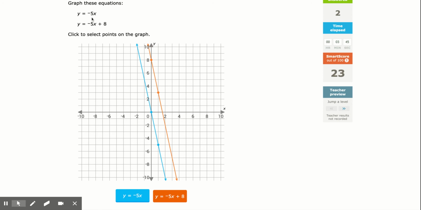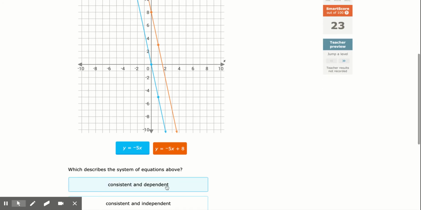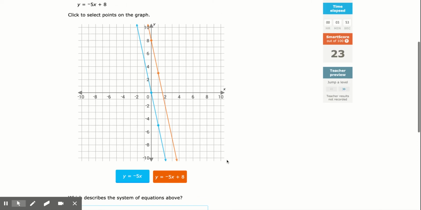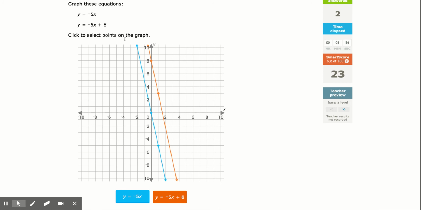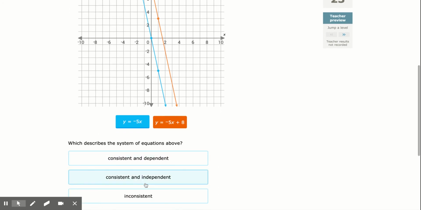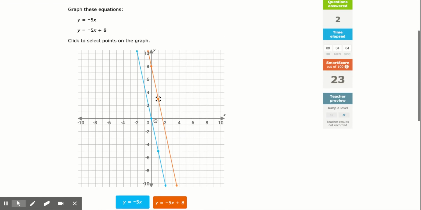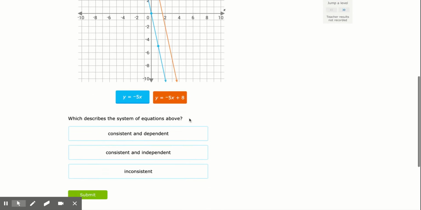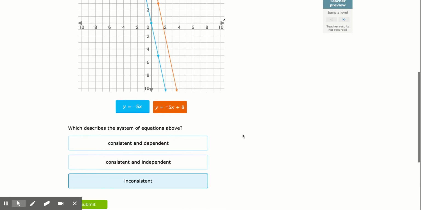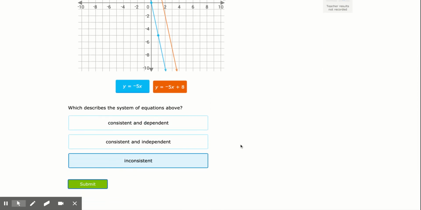If they're the same and it has the same y-intercept, in other words, if they're the exact same equation, it would be dependent and consistent. But since it has a different y-intercept, it's definitely independent, because it's not the same line. And then since it has the same slope, or they're parallel, that means they're inconsistent. They never touch.